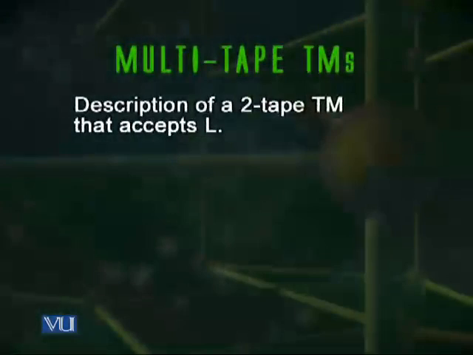Of course, after we have described a multi-tape Turing machine, we can invoke our theorem and say that there is also a single tape Turing machine that accepts the same language. Let us describe this two-tape Turing machine and see how easy the description of this two-tape Turing machine is. The description of this Turing machine is as follows.